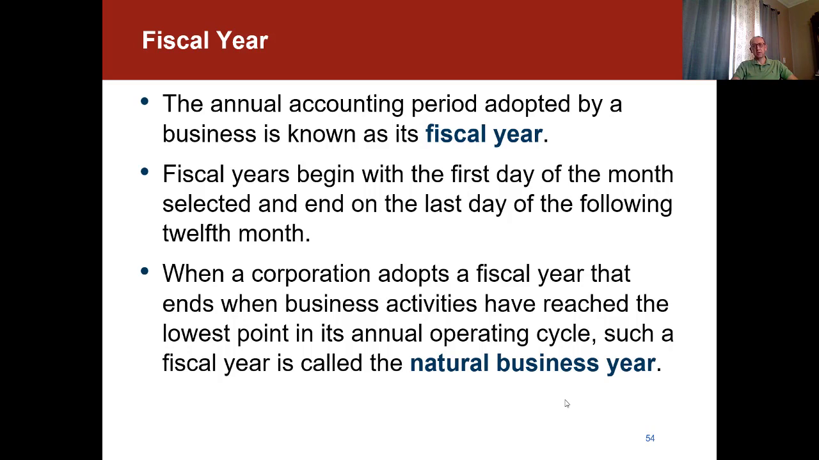We see companies like Apple, sometimes they select a day in the middle of the month to be their beginning day, and usually that's the day where they release their new product. So when a corporation adopts a fiscal year that ends when business activities have reached the lowest point in its annual operating cycle, such a fiscal year is called the natural business year. And this is what many businesses do. Businesses like Walmart, for example, that's what they do. They wait until things slow down, and that would be the end of their accounting period. And then they start a new period when it picks up again.